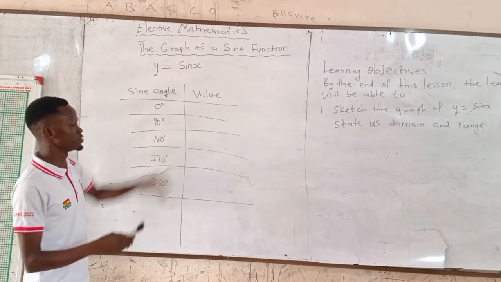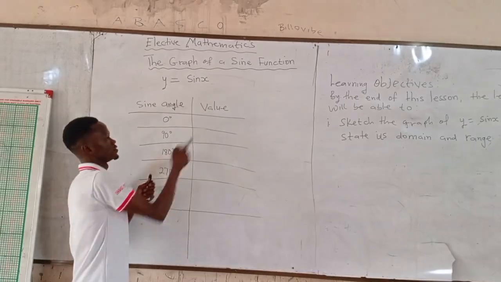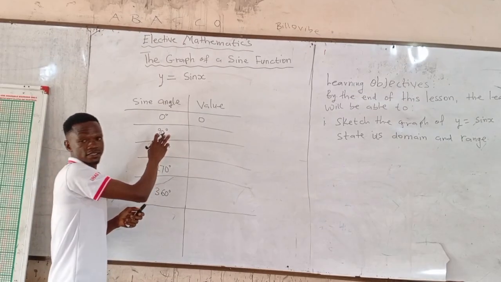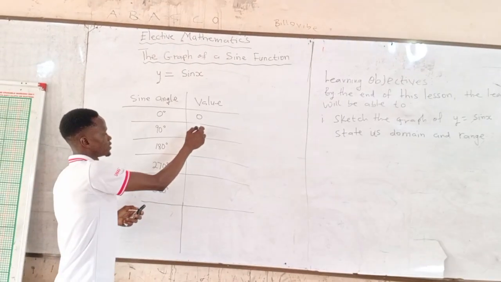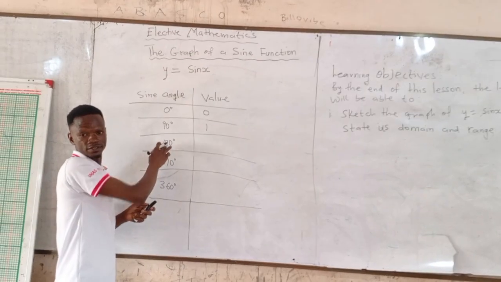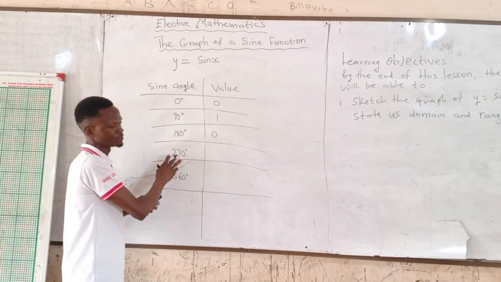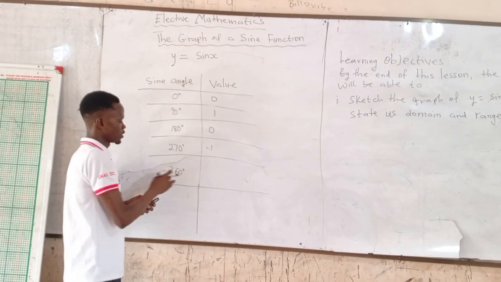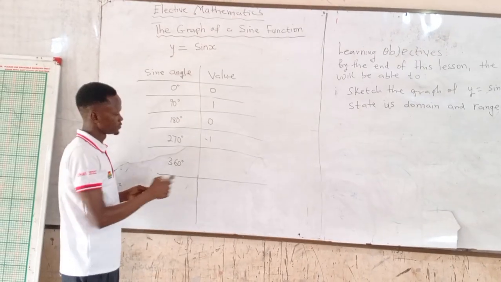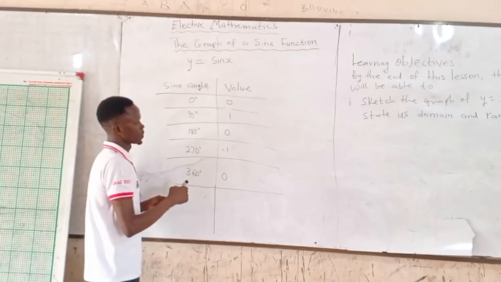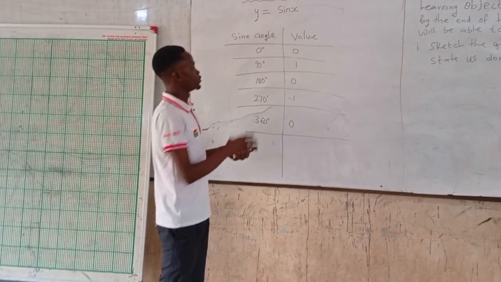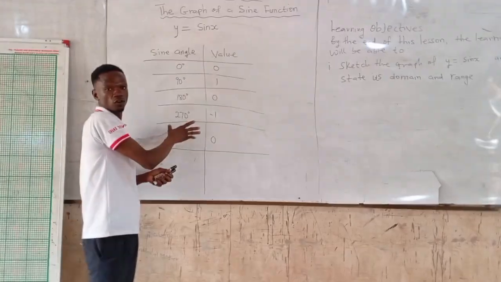So sine 0 degrees will give us what? 0. What of sine 90? 1. What of sine 180 degrees? 0. What of 270 degrees? -1. What of sine 360 degrees? 0.